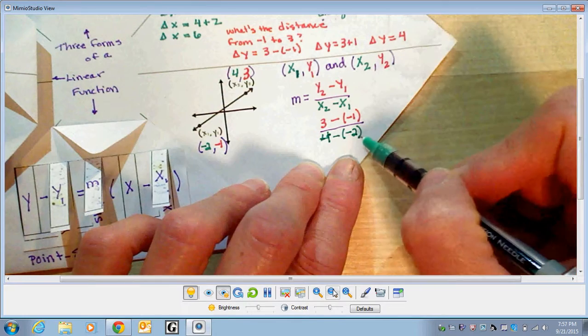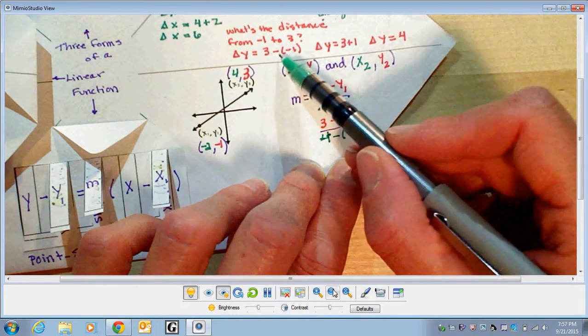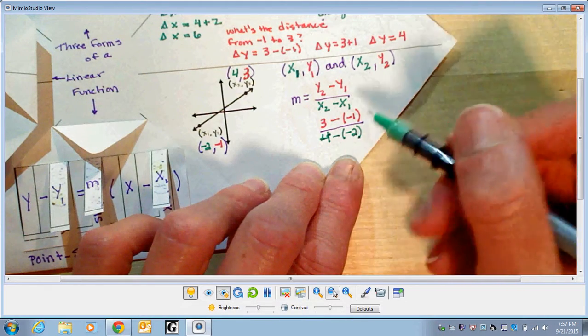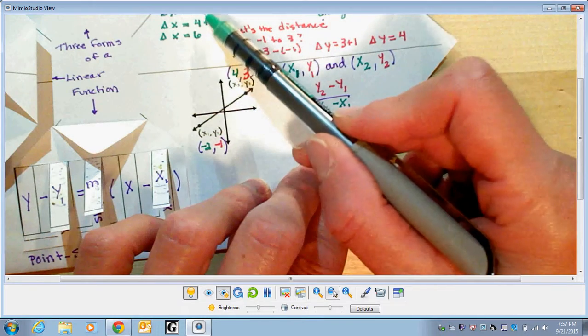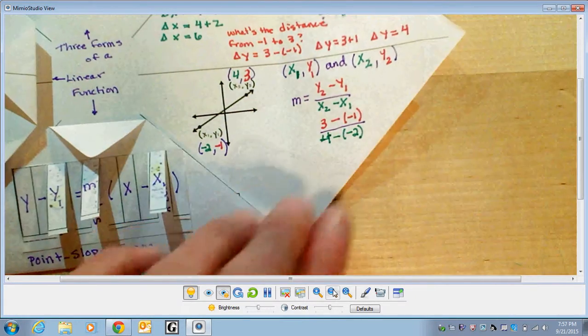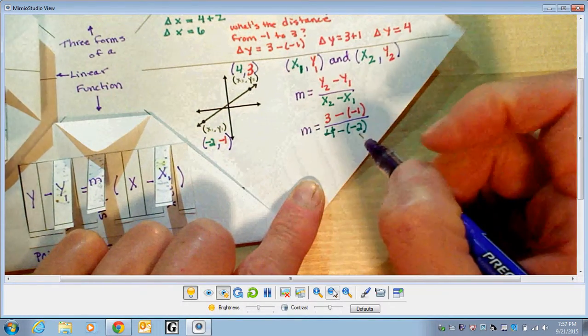So this should look kind of similar to what we did earlier. See, our y is 3 minus -1. Isn't that what we have here? And my x is 4 minus -2. That's what we have here. So it's kind of all coming together. Just a different way of doing the same thing.